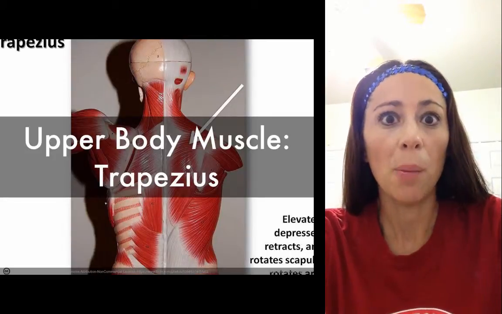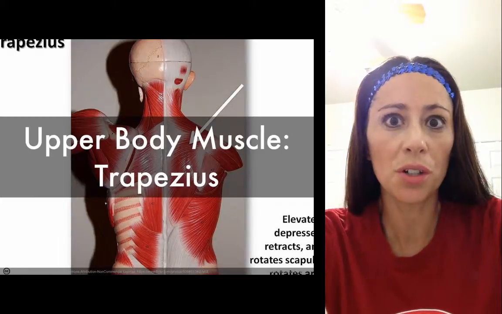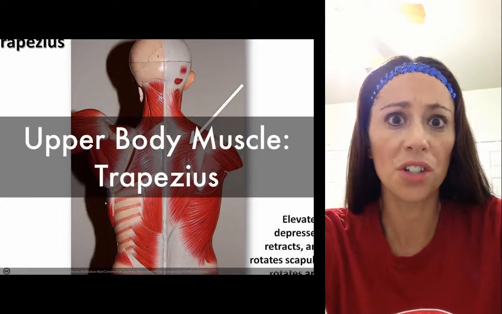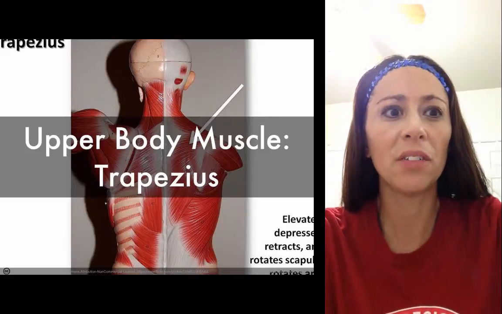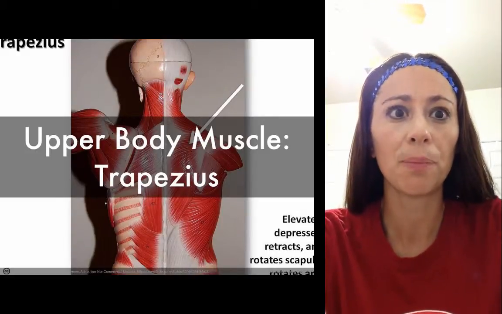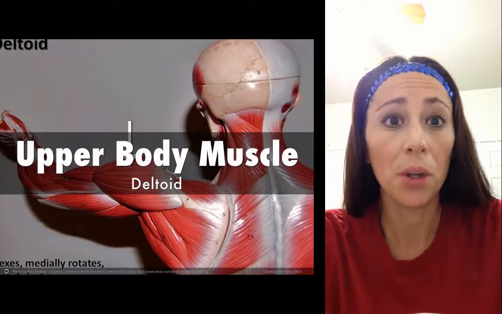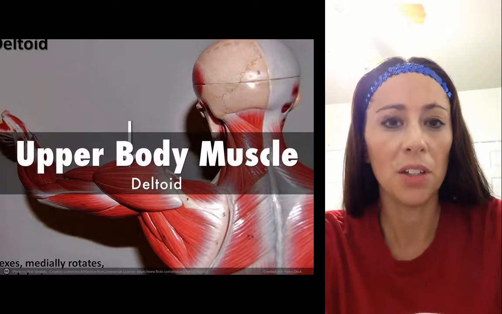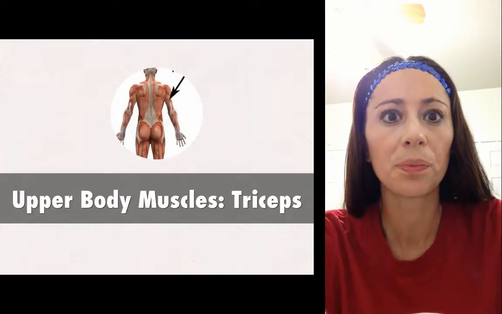Trapezius, a pair of large triangular muscles extending over the back of the neck and shoulders and moving the head and shoulder blade. The origin is the skull, spinous processes. Insertion is the scapula, clavicle, and the innervation is the accessory nerve. Deltoid, muscle forming the rounded portion of the shoulder. The origin is the scapula, insertion is the humerus, and the innervation is the axillary nerve.